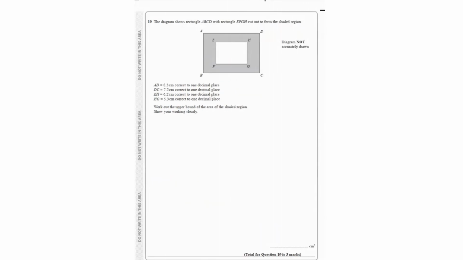Then this one says the diagram shows a rectangle ABCD with rectangle EFGH cut out to form the shaded region. We have to work out the upper bound of the area of the shaded region. So we know that AD is 8.3, DC is 7.2, EH is 6.2, and HG is 5.3.